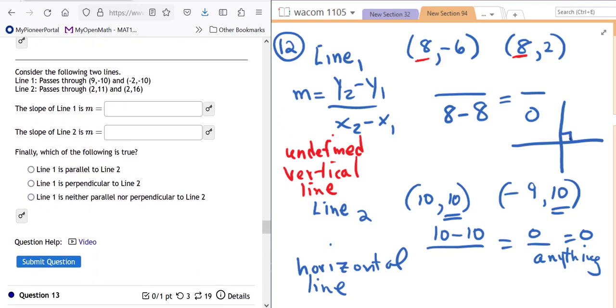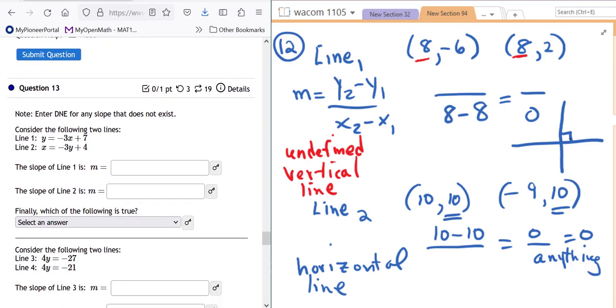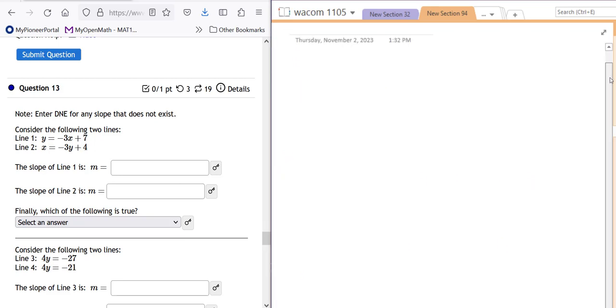All right, and I'm just not going to calculate all those. We'll move to 13. And these are giving us the other format for lines. So they're giving us the equation of the line.